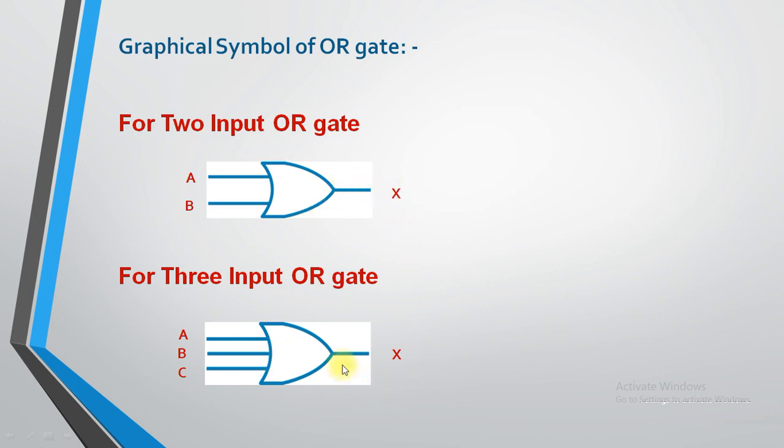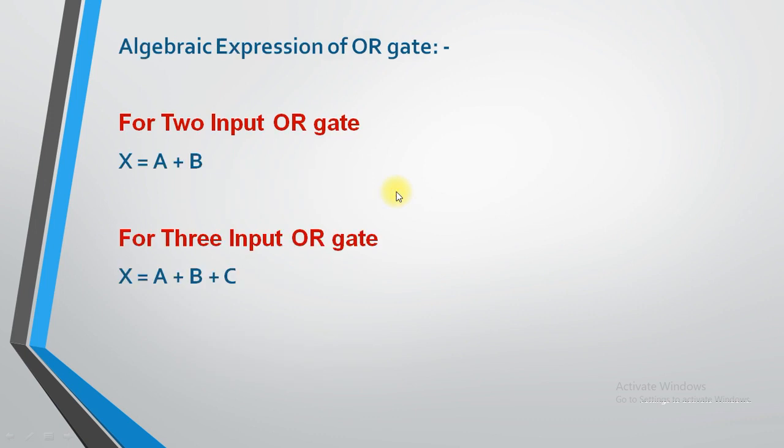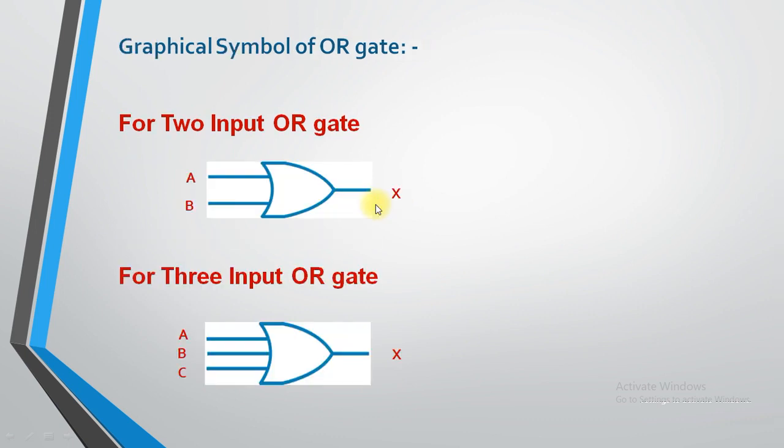Output would always be 1, and it can be represented by x or f or any variable. But in our case, we have taken the example of x.